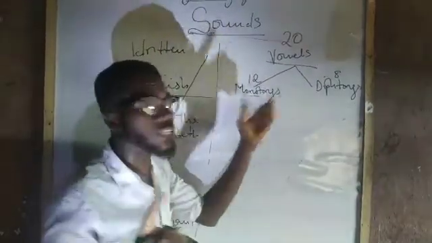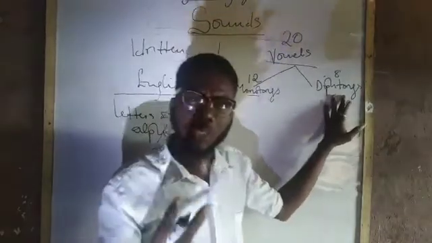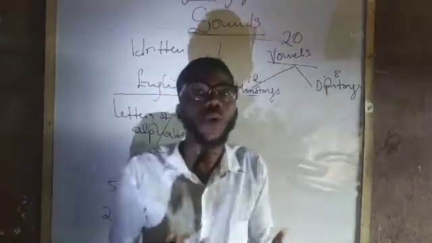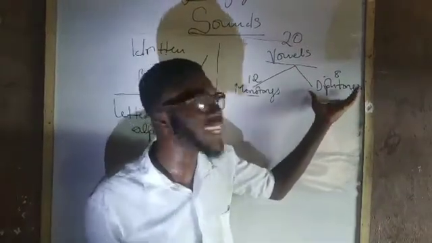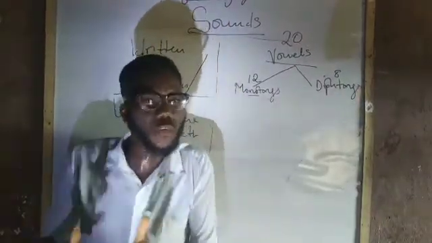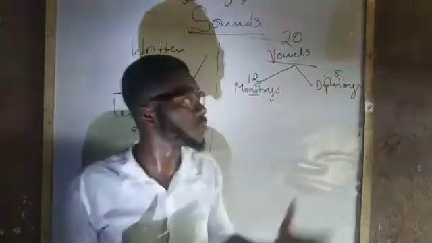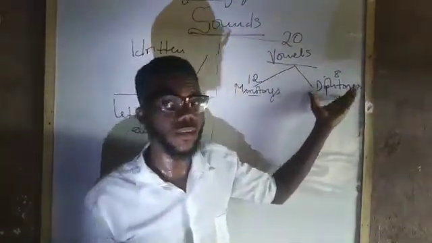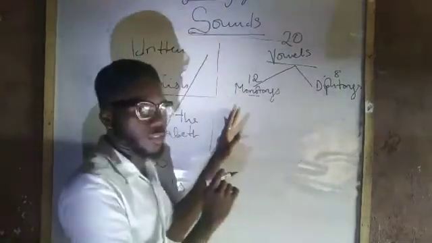The monotones are single. The diphthongs are sounds that are double. Some textbooks will refer to it as double sounds. You find out that they are sounds that glide from one particular vowel sound into another. This is why we refer to it as diphthongs. Now, there are 12 monotones and 8 diphthongs.